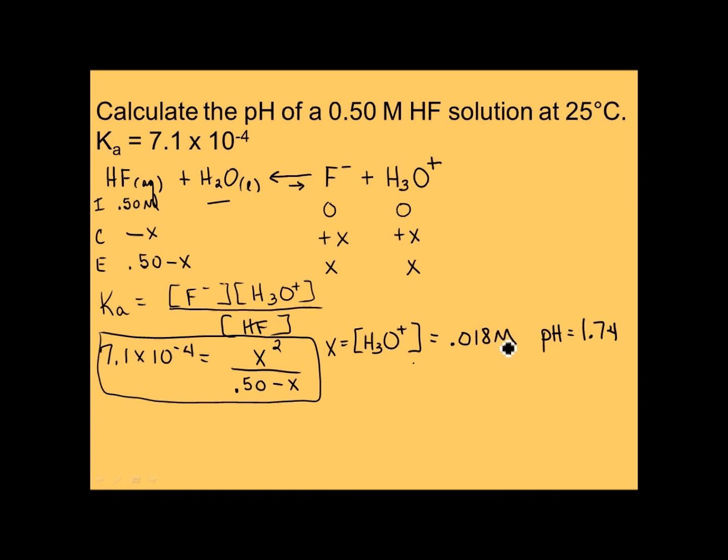Just a couple of quick comments. Since my Ka is 2 sig figs, my concentration is 2 sig figs. That 0 right there is not significant.